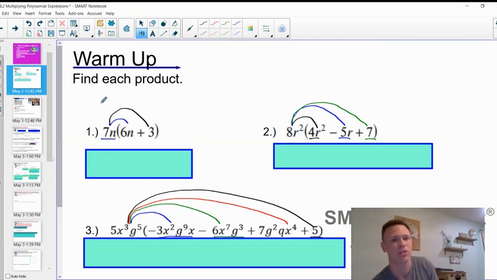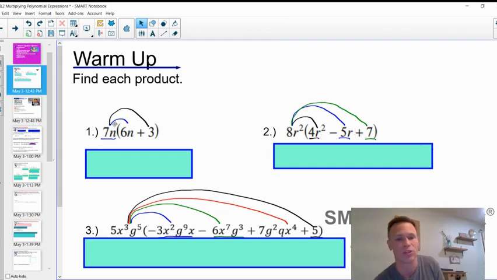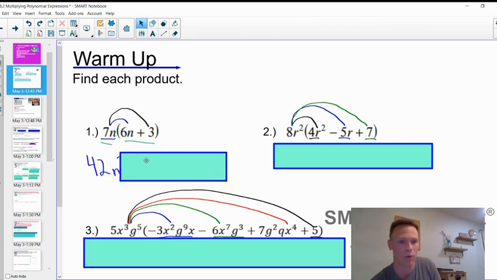We got a warm up we're going to start with here. I got this kind of filled in already. Remember last week we used the distributive property multiplying. In this particular case, it's a monomial times a binomial. Remember, it was just using the distributive property and some of our exponent rules. So if I take the first term here, 7n times 6n, the blue arc shows us what's going on. We get 42n squared. And then 7n times 3, that's going to be 21n.